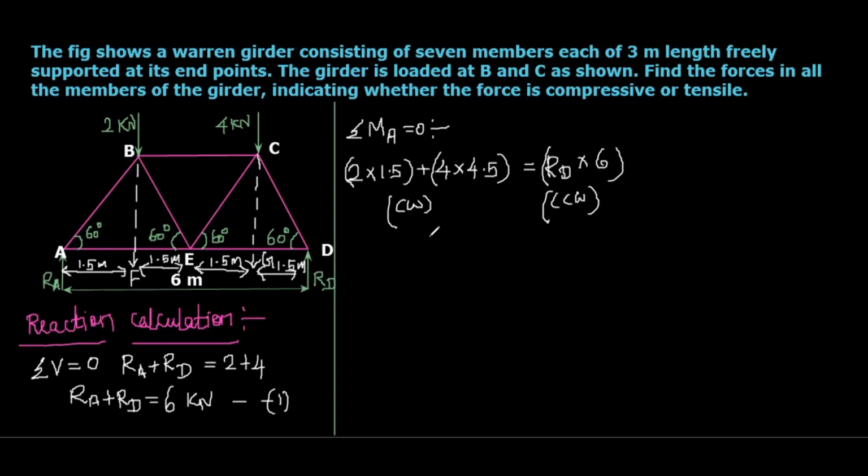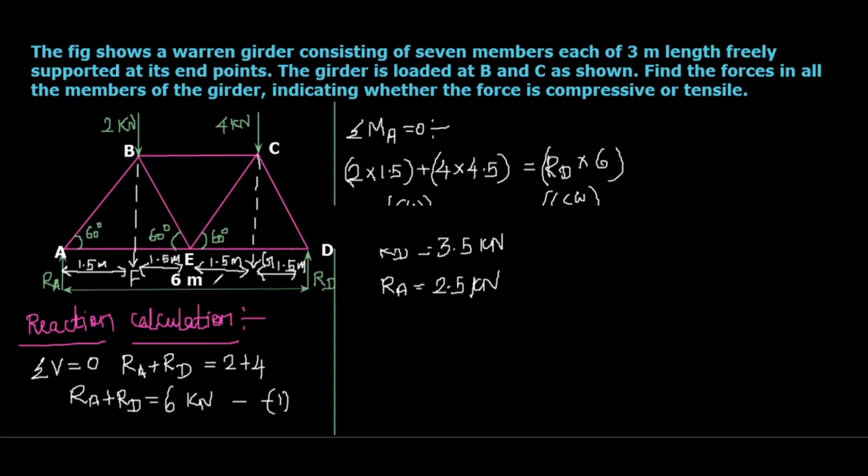Okay, so from this, if you simplify, we will get the value of RD, that equals 3.5 kilonewton. If you substitute RD equal to 3.5 here, then we will get RA equal to 2.5 kilonewton. So both the values here we calculated.